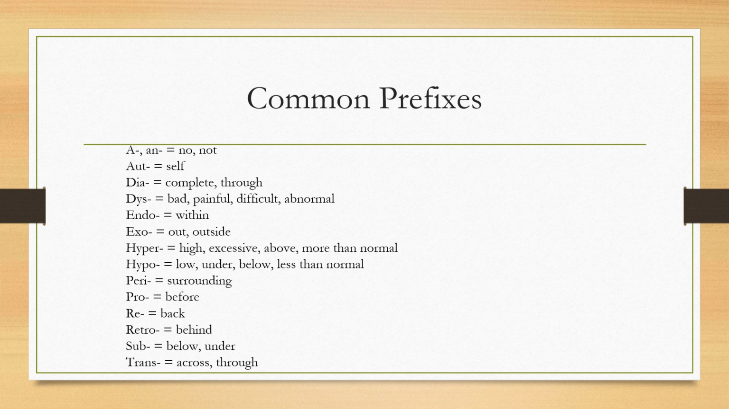If you see peri, it's surrounding something. So like the pericardial sac surrounds the heart. Pro, if you see that, we're not talking about a pro football player or anything. We're talking about before something. So being proactive about something, taking action before something happens. Re or retro means back or behind. Sub, so below or under. And then trans means across or through.